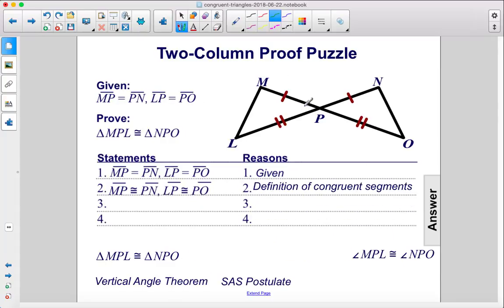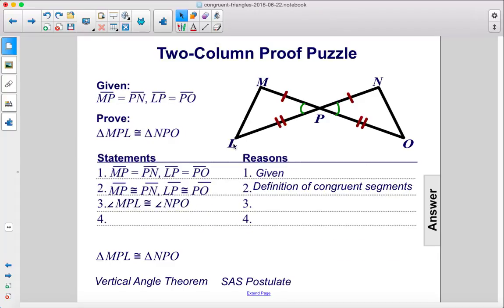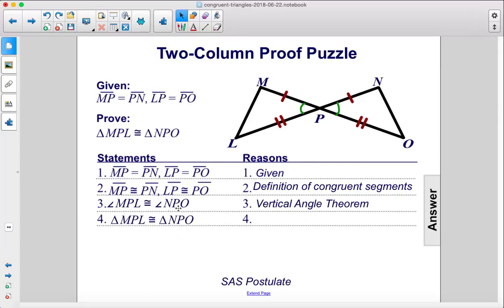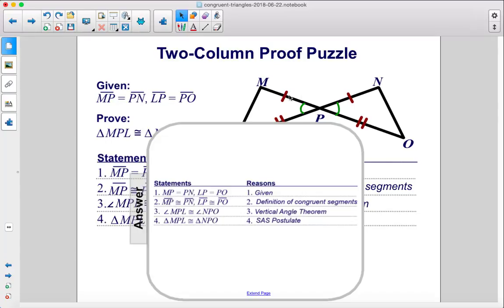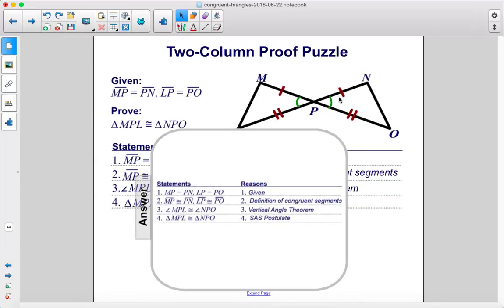Next, we see that this angle here is congruent to this angle here because they're vertical angles. So, angle MPL is congruent to angle NPO because of the vertical angle theorem. Therefore, the two triangles are congruent because of side-angle-side postulate. We see that there is a pair of sides that are congruent, the included angle, and another pair of congruent sides.